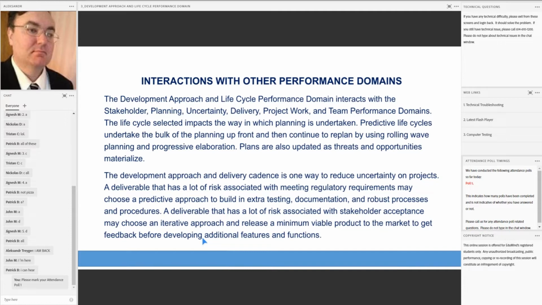The development approach and delivery cadence is one way to reduce uncertainty in projects. A deliverable that has a lot of risks associated with meeting regulatory requirements may choose a predictive approach to build extra testing, documentation, and robust processes and procedures. A deliverable that has a lot of risks associated with stakeholder acceptance may choose an iterative approach.